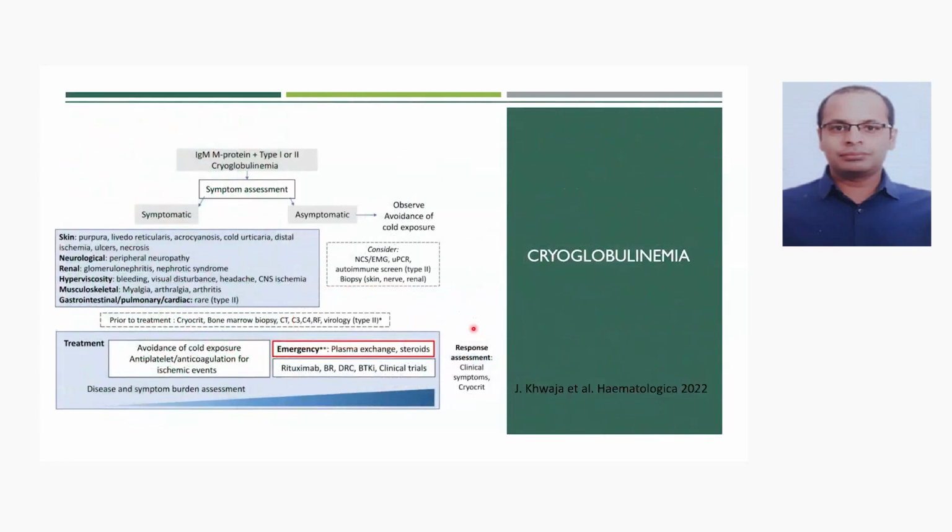Then, for patients with cryoglobulinemia, you do an extensive evaluation for other organ involvement, like in the skin, neurology, renal, or otherwise. Do investigations like cryoglobulin, bone marrow, and complement level prior to starting treatment. For emergency treatment, steroids are to be started and plasma exchange can be done. Otherwise, definitive treatment rests with BR, bendamustine rituximab, or CDR, that is cyclophosphamide, dexamethasone, rituximab, or even BTK inhibitors have been used in these scenarios.